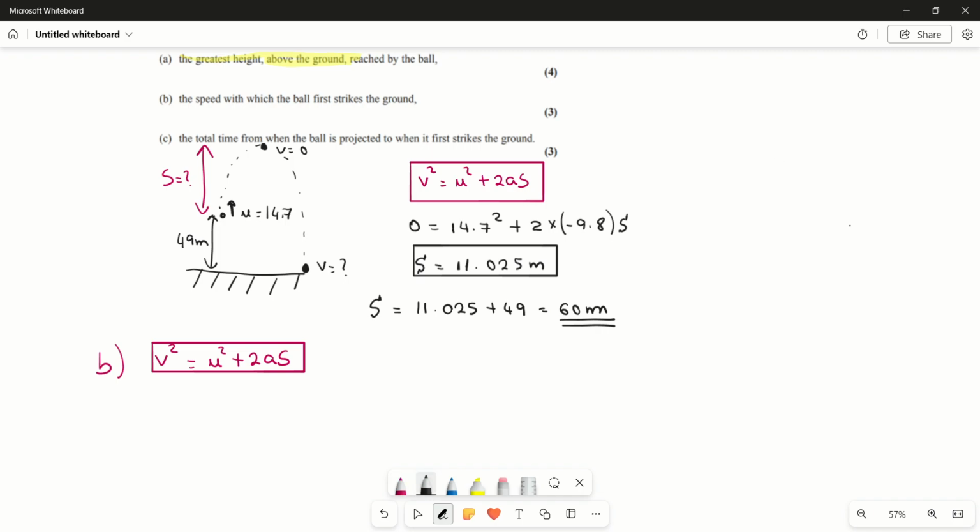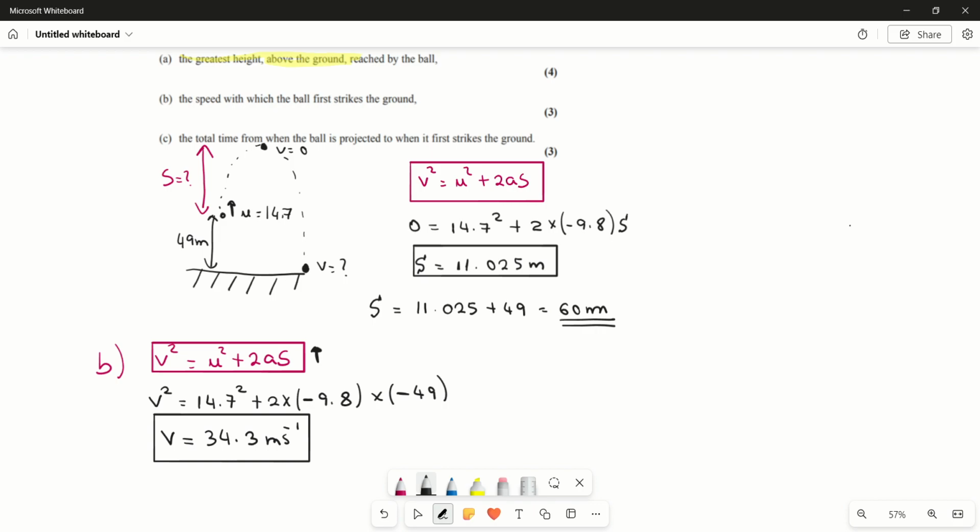So I would like to work out the velocity as it's going to strike the ground. It's 14.7 squared plus 2 times minus 9.8. I'm going to consider this as the positive direction. It's moving against gravity, multiplied by the distance, and it's being projected from a point 49 meters above the ground, so the displacement is 49 meters below the point of projection. So I'm going to work out the velocity. It's going to be 34.3 meters per second.